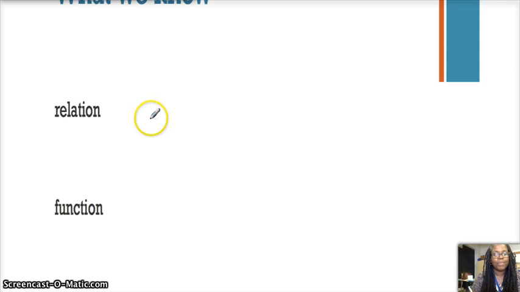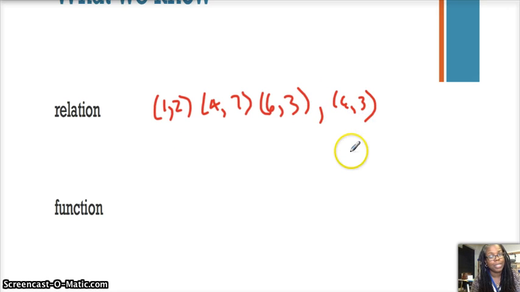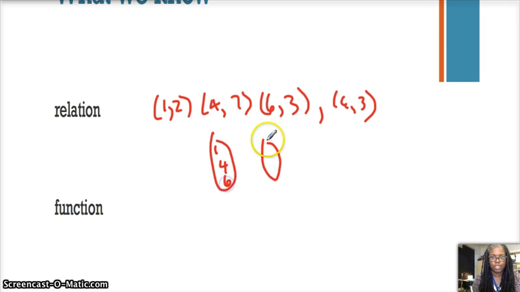So a relation is, for our intents and purposes, any kind of pairing of numbers. So I can write a relation as the ordered pairs (1, 2), (4, 7), (6, 3). Any pairing of numbers would be considered a relation. So sometimes we write them as ordered pairs. Sometimes we write them as a mapping. So 1, 4, 6 is being mapped to 2, 7, and 3. And I would write, well, 1 goes to 2, representing this relation here. 4 goes to 7. 6 goes to 3.